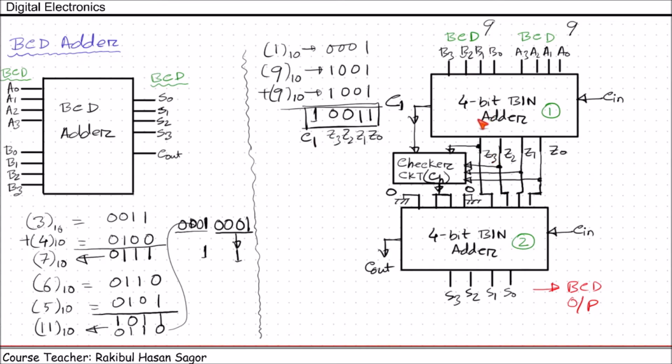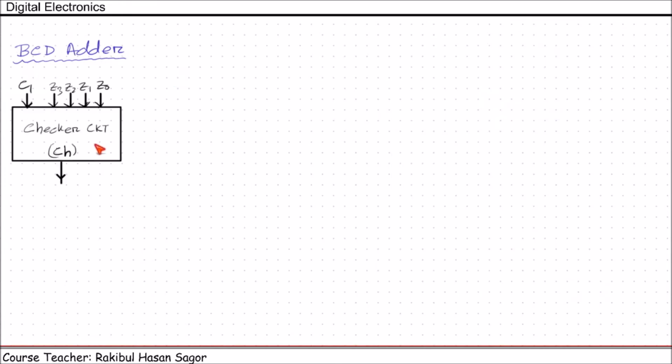So in the 4-bit binary adder, the output will start from 0 0 0 0 0 and it can go up to 1 0 0 1 1 if the inputs are strictly maintained as BCD. So let us start designing the checker circuit. Here we need to design this checker circuit.